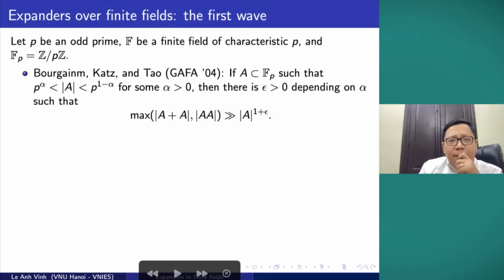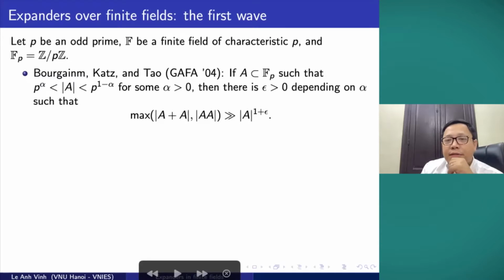Now we move to expanders over finite fields, and we go back to the first wave of results. It goes back to the seminal paper by Bourgain, Katz, and Tao in 2004. The statement is for the sum-product estimate. As I mentioned at the beginning of the presentation, if you look at the sum or the product, the growth rate can be as small as linear.